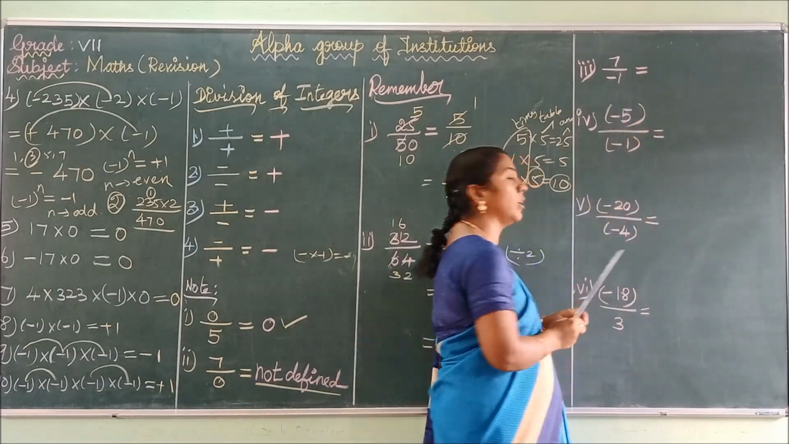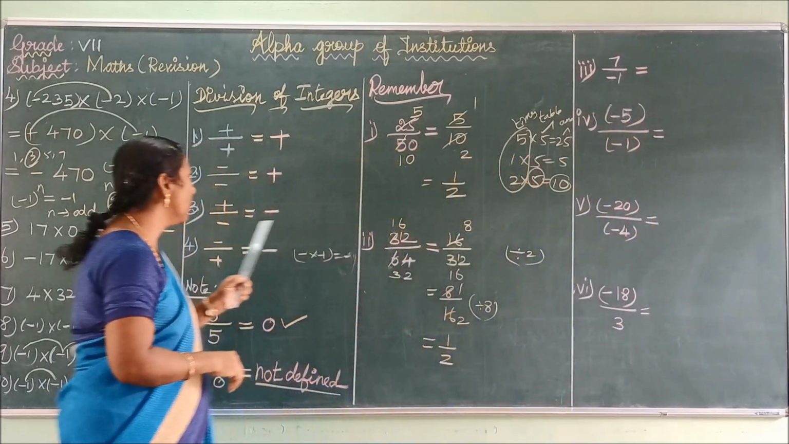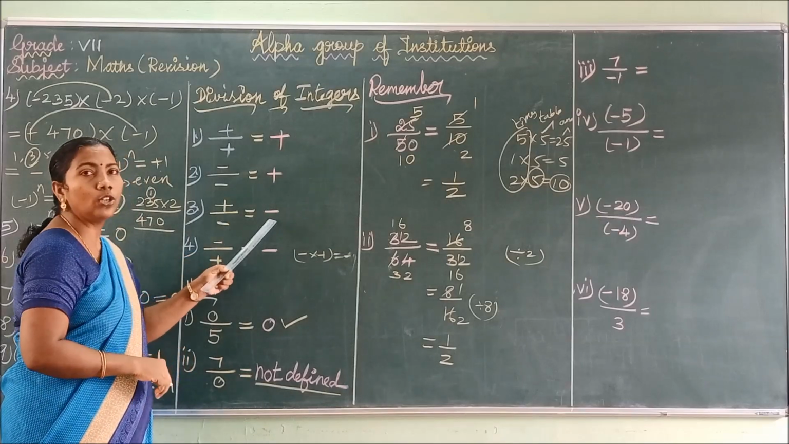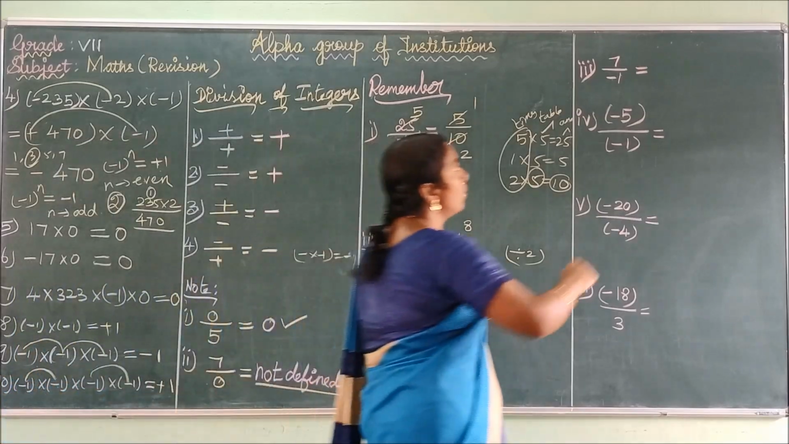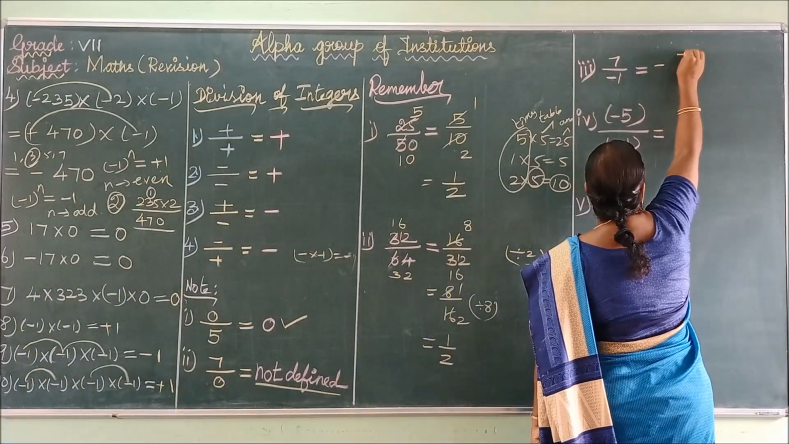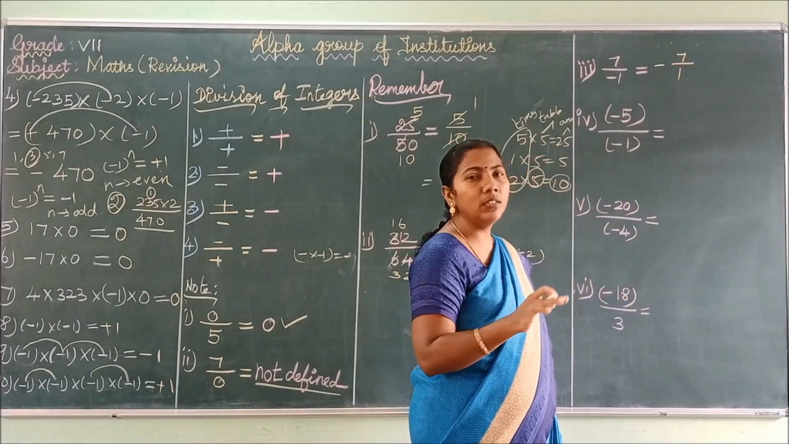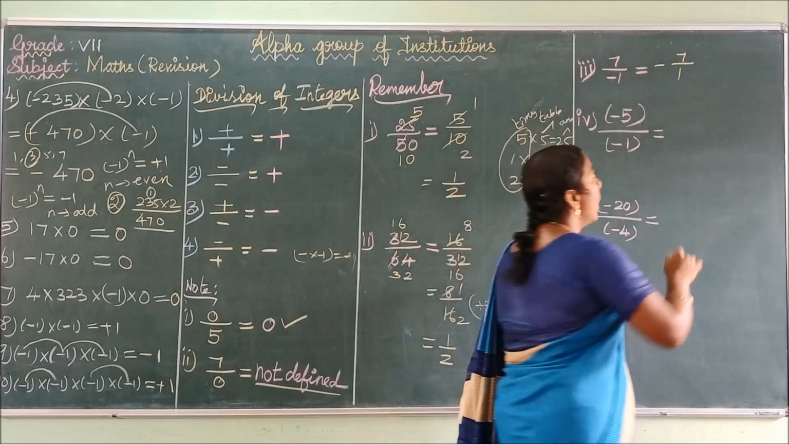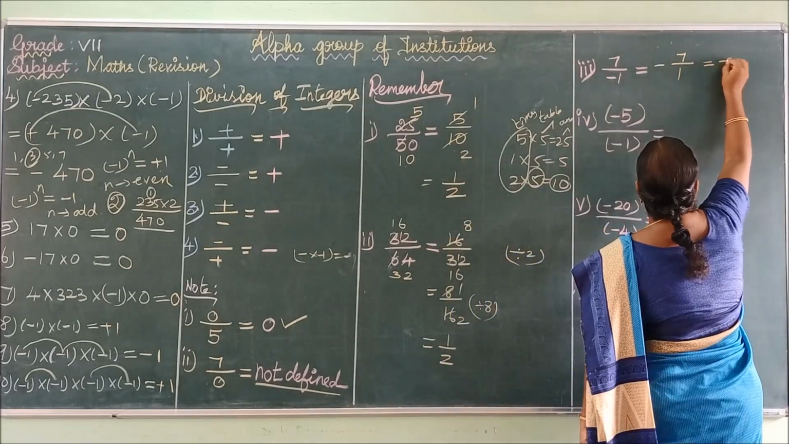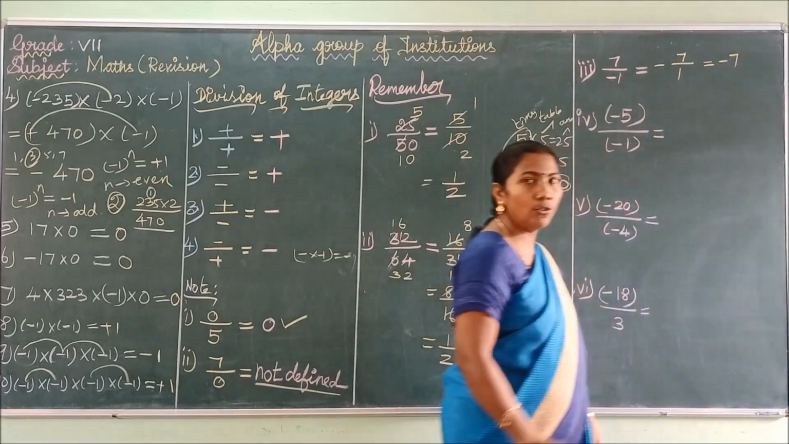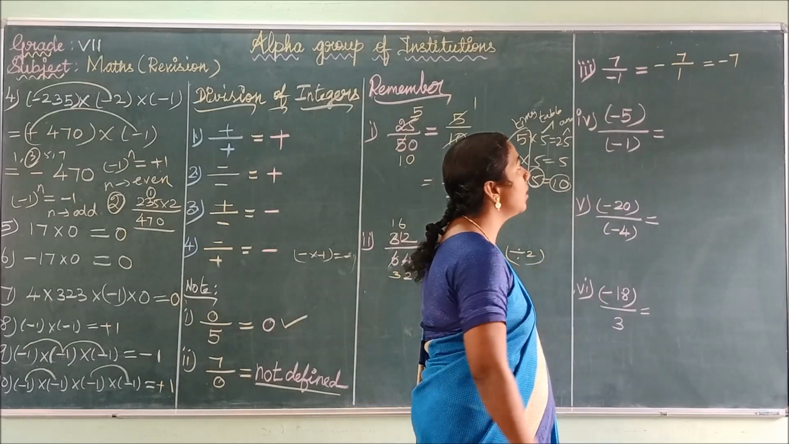7 by minus 1. So what is the symbol here? Plus by minus equal to minus. So you have to write here minus 7 by 1. So if the denominator contains 1, you have to leave that 1 and write the numerator alone. So your answer is minus 7. Do you understand? See the next one.